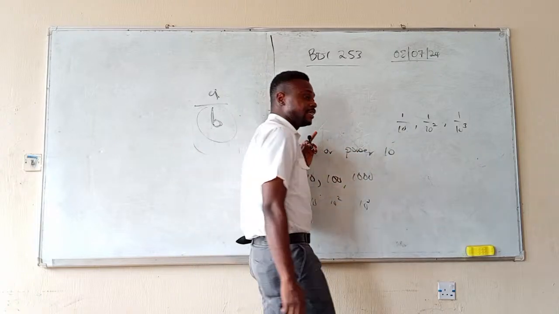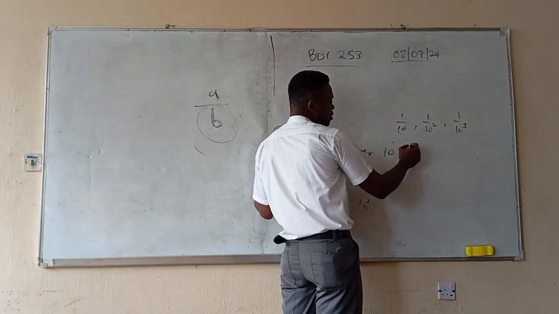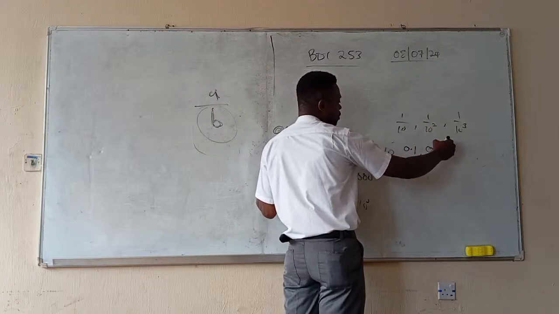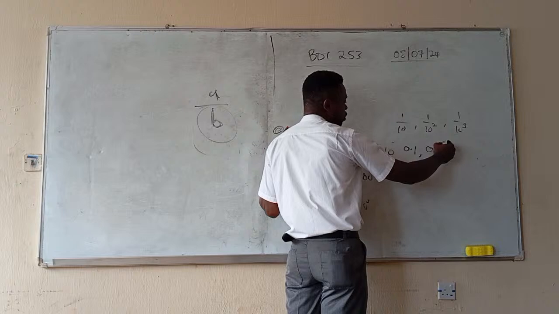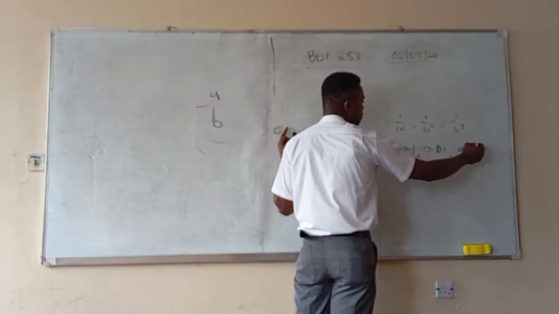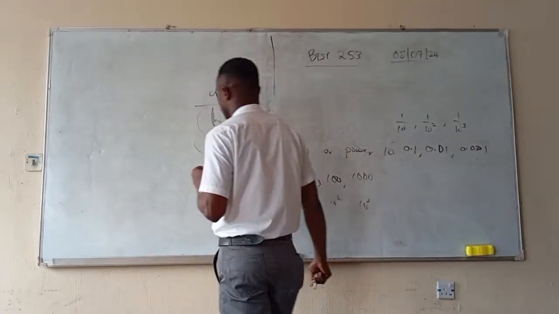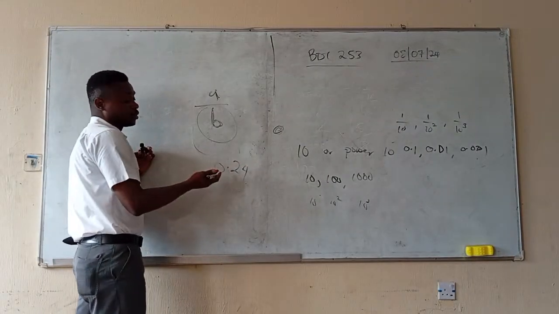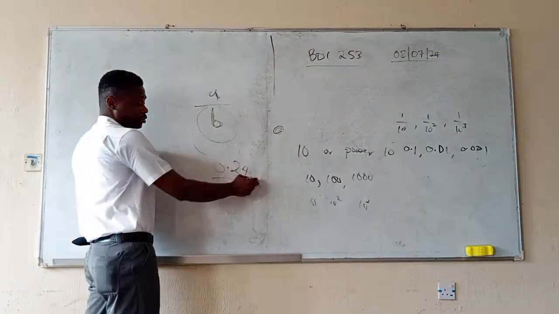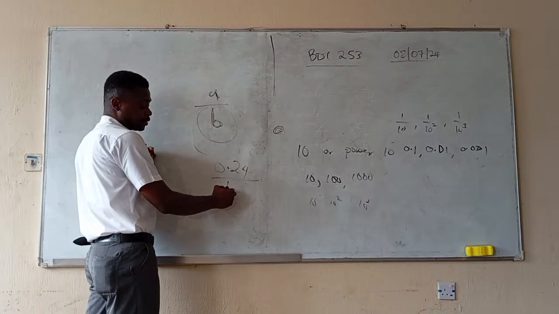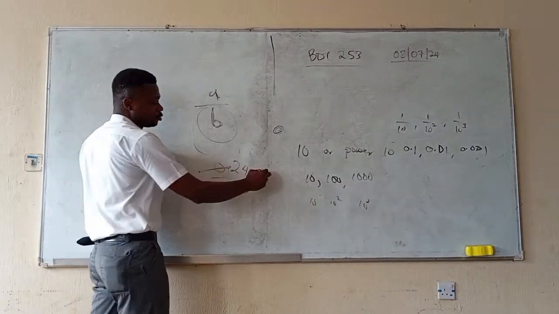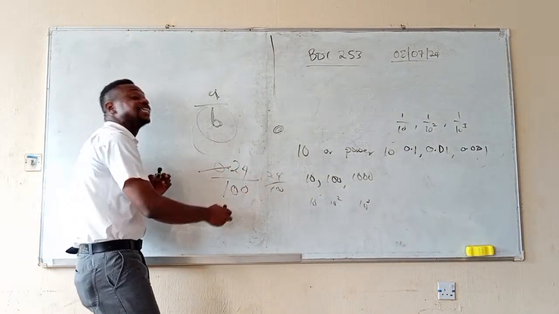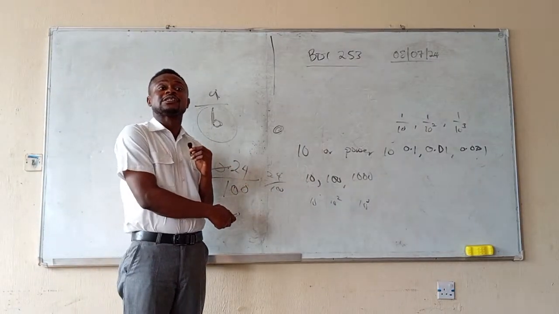If you express them decimally, this becomes 0.1. This becomes 0.01. This becomes 0.001. So what of those ones that are in this form? 0.24 is simply what? 24 over what? The denominator is still a power of 10.